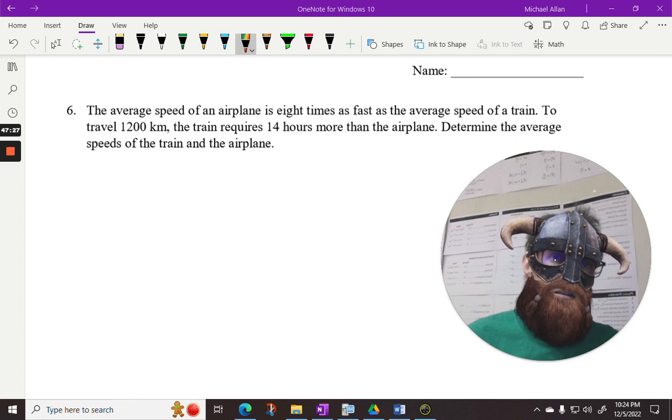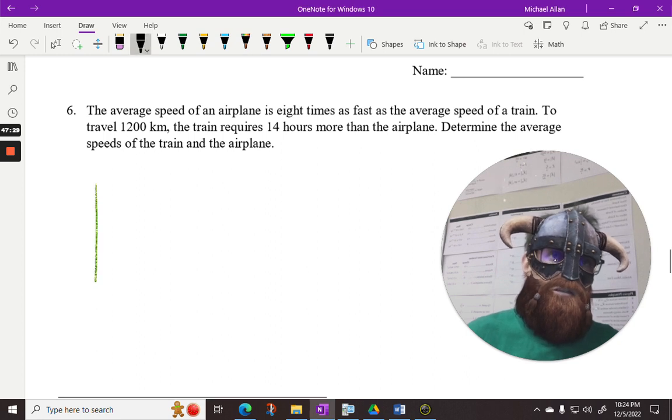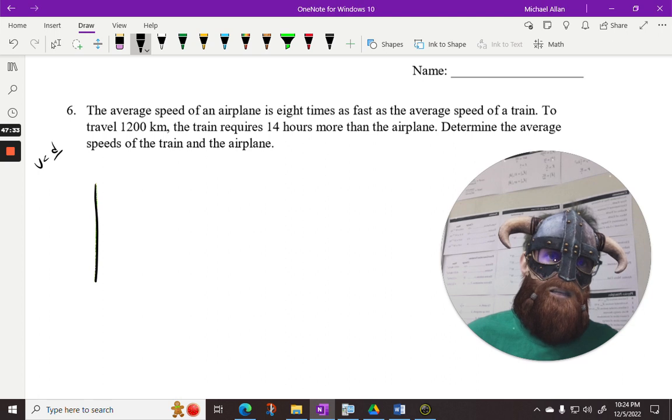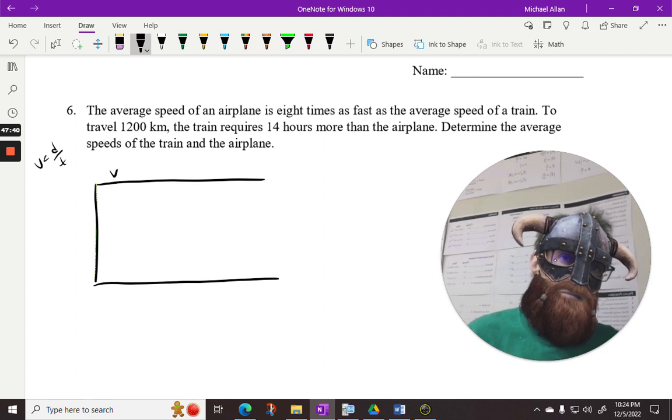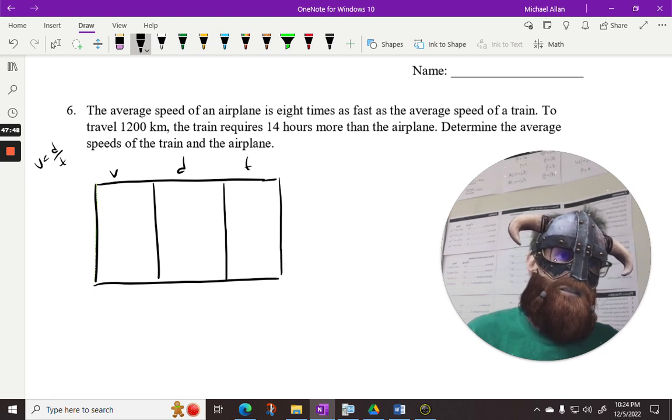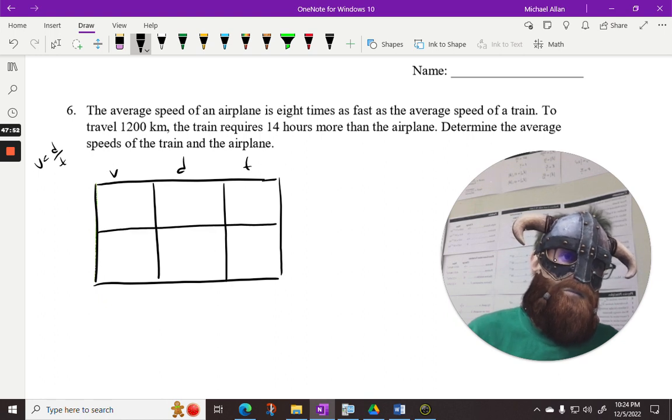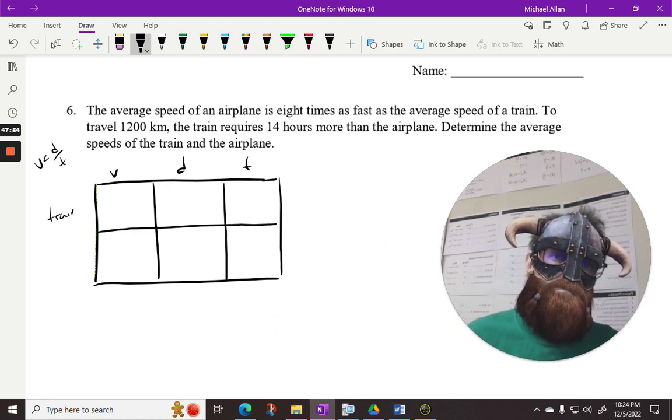All right, so I'm going to create a little chart here. Just like any other chart. So this is my v is equal to d over t stuff. And hopefully it's going to create some kind of rational expression for me to solve. All right, so I got my velocity here, my first column, my d in this column. Doesn't matter which column is which, honestly. I always like to go v d t when I do this. All right, we got two things here. We got the train, and then we got the plane.